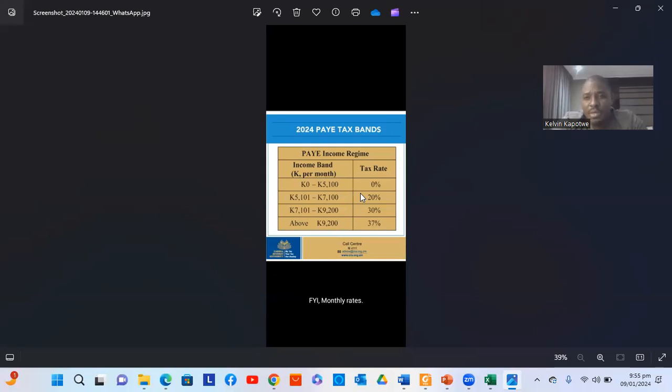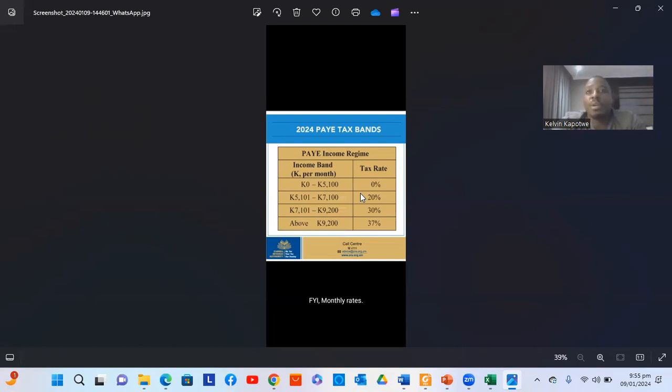Pay-as-you-earn in a nutshell is a progressive tax. In Zambia, and even across the globe, when you have a progressive tax, those that earn more will actually contribute more as compared to those that earn less. So those that earn more income contribute more tax relative to low income earners. That's what the progressive tax system is.